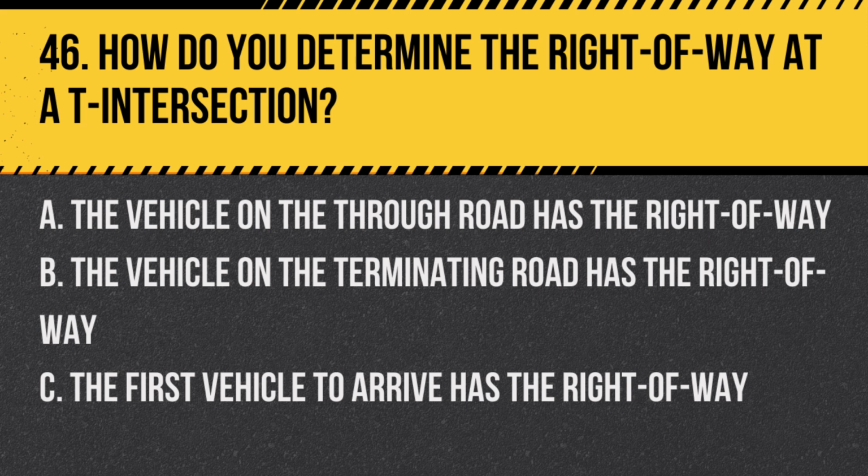Question 46. How do you determine the right-of-way at a T intersection? A. The vehicle on the through road has the right-of-way. B. The vehicle on the terminating road has the right-of-way. C. The first vehicle to arrive has the right-of-way. Answer: A. The vehicle on the through road has the right-of-way. At a T intersection, vehicles on the through road generally have the right-of-way.